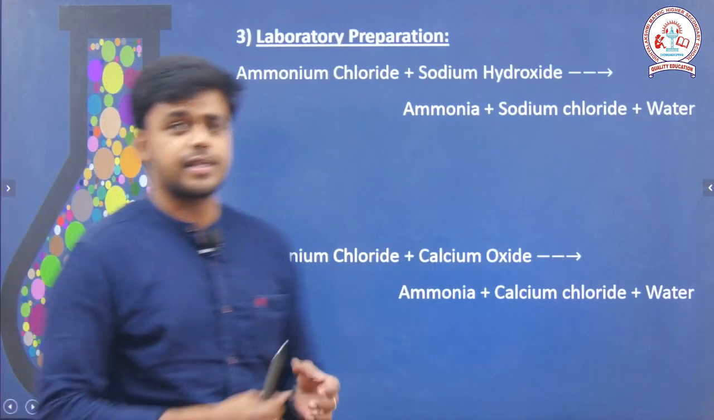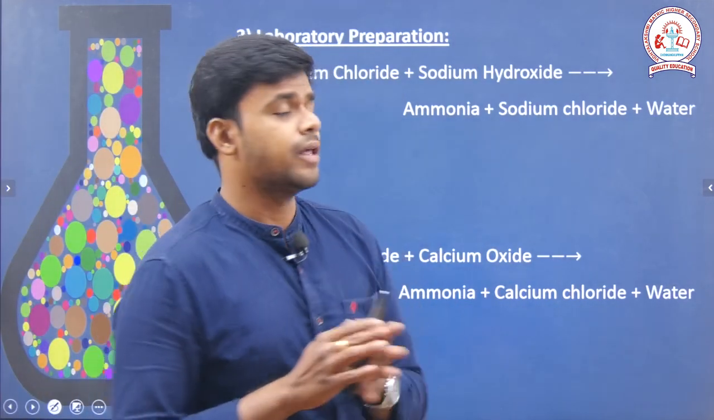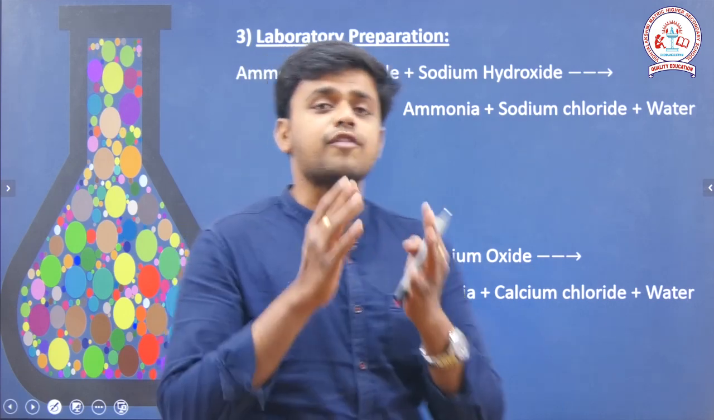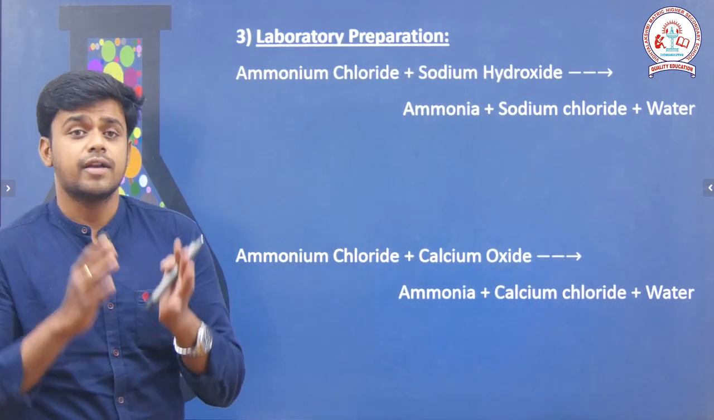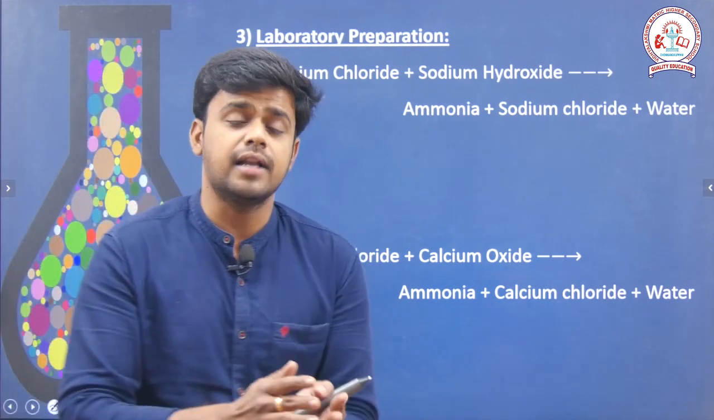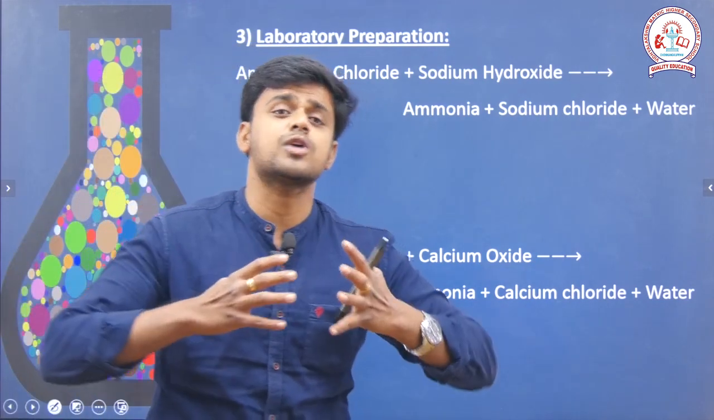Then we'll go to the third method, which is called laboratory preparation. See, the salt of ammonium will be treated with a base, so that we'll get ammonia, and the salt depends on the base that we take.